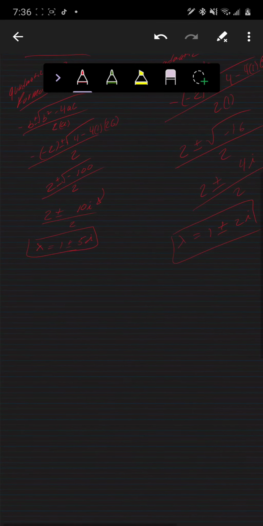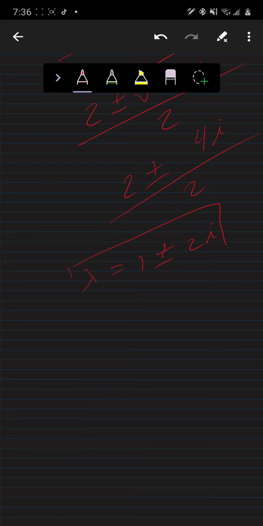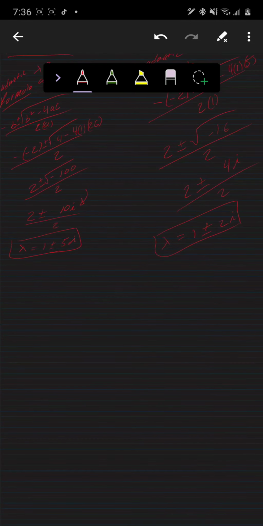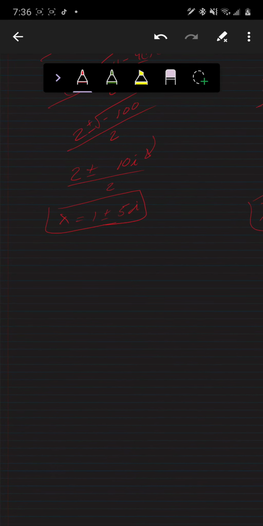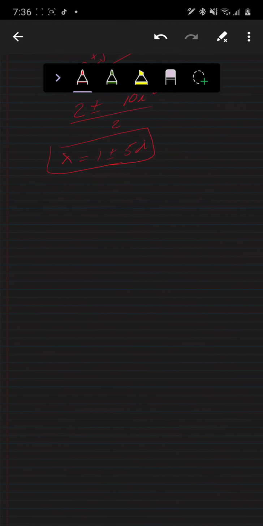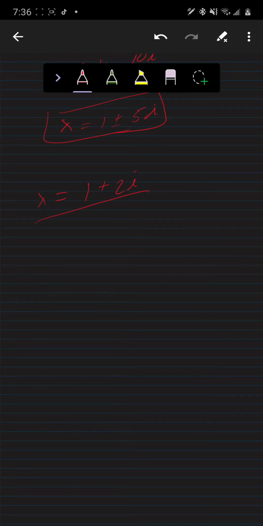Okay, so we got these two eigenvalues, and now that we have our eigenvalues, we're gonna try to find our eigenvectors. Let's start off with this one, 1 plus and minus 2i. Let's start with this one, but instead of the minus, we're gonna use the plus only. It will make our lives easier, I believe.